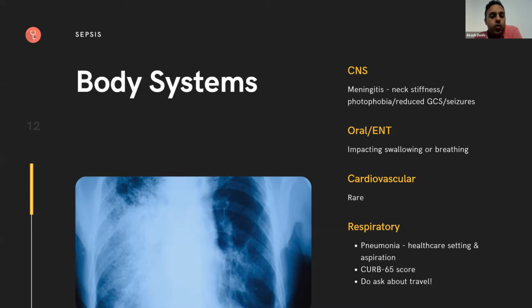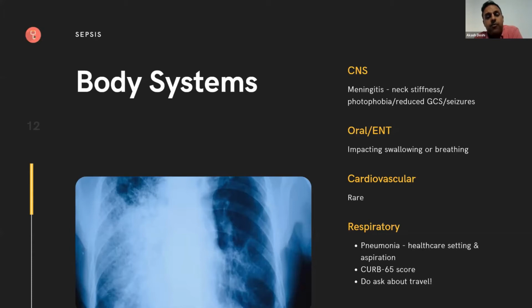The next thing is oral ENT infections. It's quite rare that patients come in floridly septic from oral and ENT infections. I think the thing that you need to think about though is whether it impacts their swallow or their breathing. And that would be something that would make us think twice about a patient in addition to the QSOFA score. Cardiovascular causes of sepsis are vanishingly rare, and so we won't really focus on those.